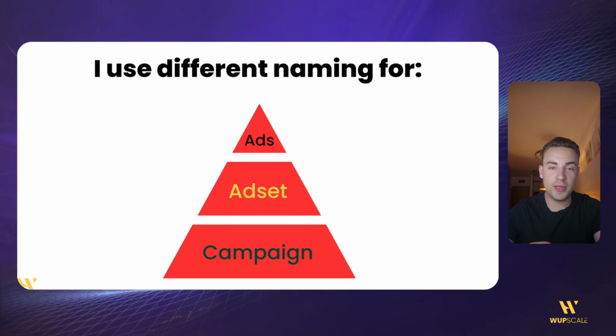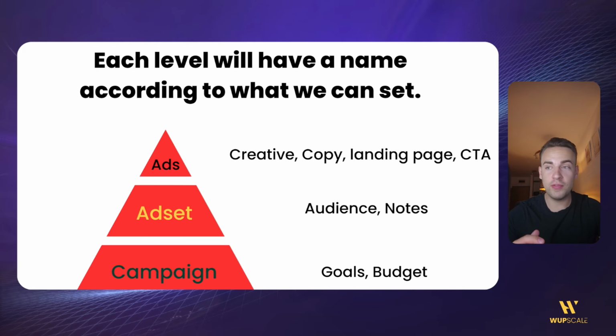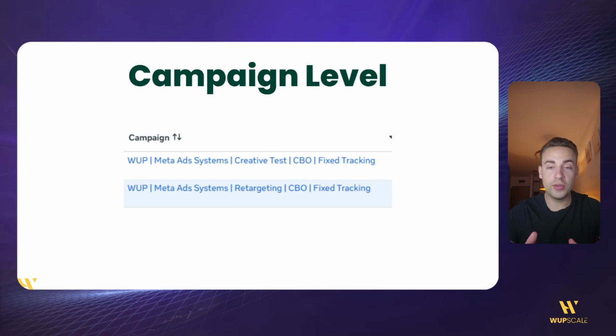So I use different naming conventions for the ads, for the campaigns, and also the ad sets. And the naming of each level is going to be based on what you can set at each level. At the campaign level, you can set the campaign goals, the campaign objective, and your budget, so we are going to reflect that in the name. On the ad set, you can set your audience, and you can add different notes if it's a copy testing or a creative testing, so that's what we are going to use in the naming of the ad sets. And on the ads, we can set the creatives, the copy, the landing page, the call to action, so all of that we are going to reflect in the naming. Next, I'm going to show some examples.